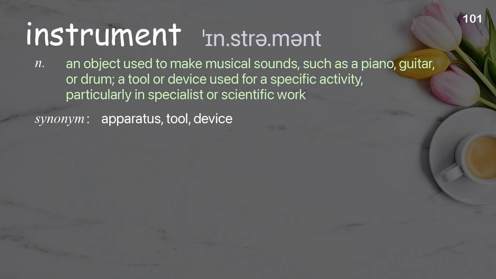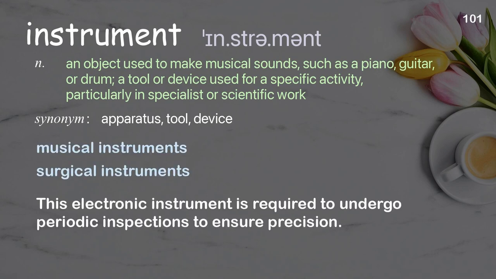Instrument. An object used to make musical sounds, such as a piano, guitar, or drum, a tool or device used for a specific activity, particularly in specialist or scientific work. Examples: musical instruments, surgical instruments. This electronic instrument is required to undergo periodic inspections to ensure precision.